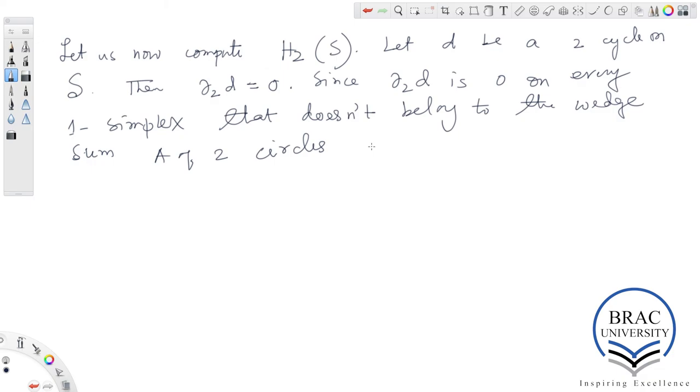Then by result 2 of theorem 1, which according to previous discussion also applies to the complex S, D has to be equal to p gamma, right? Because del 2 D is trivially carried by A, which is the wedge of two circles. So D has to be a multiple of gamma for some p in the set of integers.